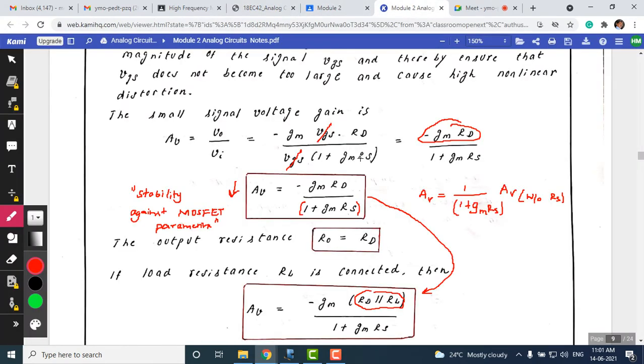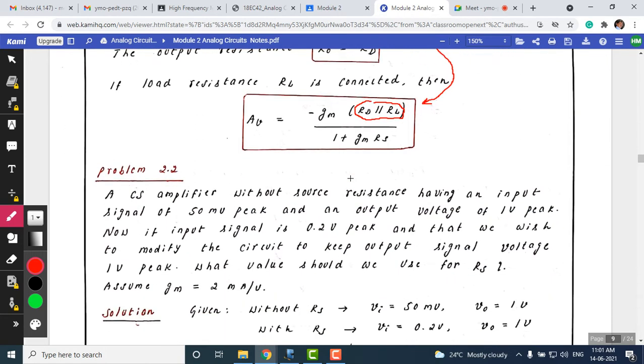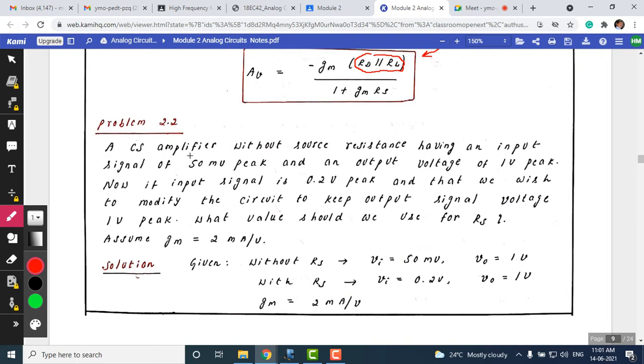Now let us take an example based on the formulas that we have discussed so far. This is problem 2.2. I will read out the problem for you. Let us try to understand the problem, then we can solve it later. A common source amplifier without source resistance having an input signal of 50 millivolt peak. Remember, this is an input signal given, which is 50 millivolt peak. This is an AC input signal and an output voltage of 1 volt peak.